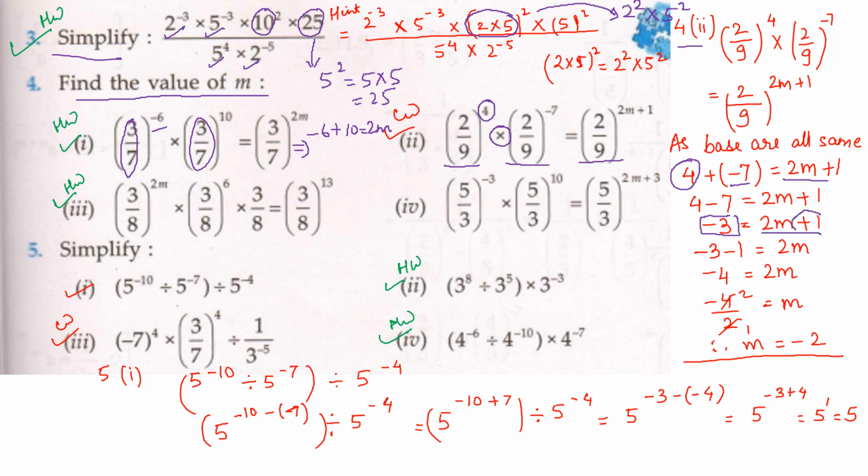This is a plus 1. Plus 1 will come on the opposite side. It will be minus 1. Minus 3 minus 1 is minus 4. Minus 4 is equal to 2m. So m is equal to minus 2. This is your answer.